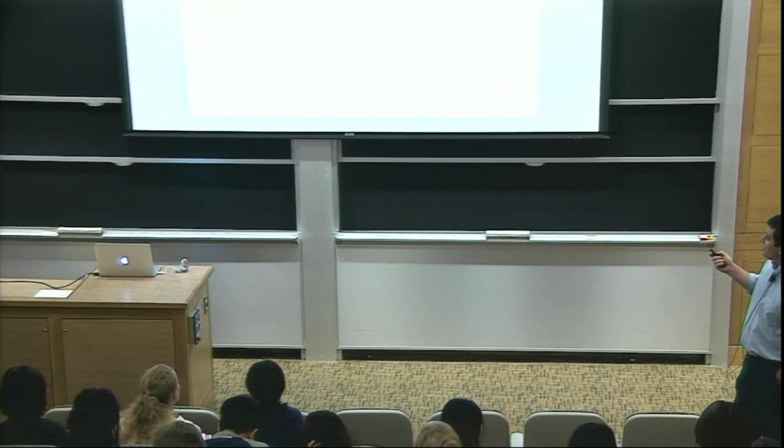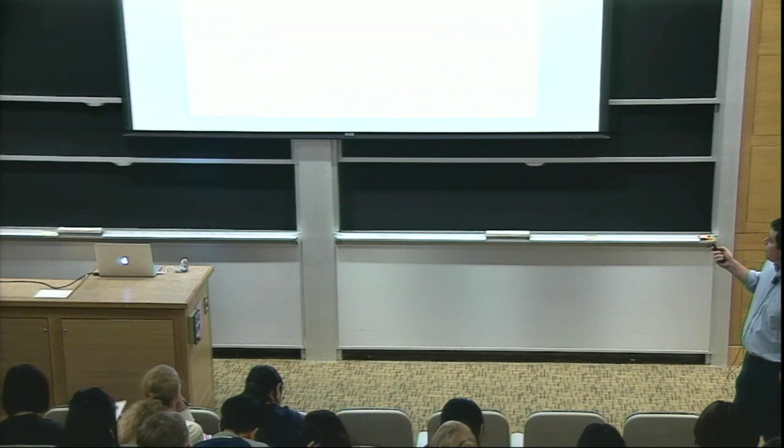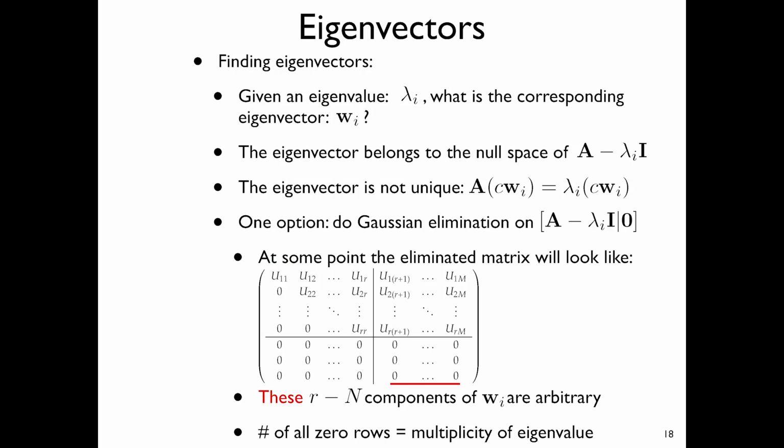Okay. Given a particular eigenvalue, what's the corresponding eigenvector? We know the eigenvector isn't uniquely specified. It belongs to the null space of this matrix A minus lambda times identity. Even though it's not unique, we might still try to find it using Gaussian elimination. So we may try to solve the equation A minus lambda I times W equals 0 using Gaussian elimination. But because it's not unique, at some point we'll run out of rows to eliminate.